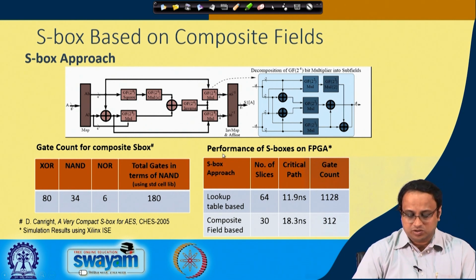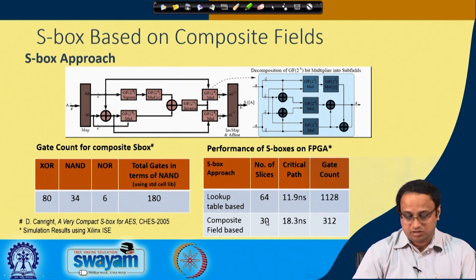Likewise, suppose I want to do this design not with standard cells but on FPGAs. Here you can see that for a composite field based AES Sbox implementation, the number of slices required is 30, the critical path of my design is 18.3 nanoseconds, and the gate count is something like 312. If you compare this with a pure lookup table based implementation, the number of slices required is significantly reduced. It was previously 64 in a lookup table based implementation, but now it has been reduced to 30.